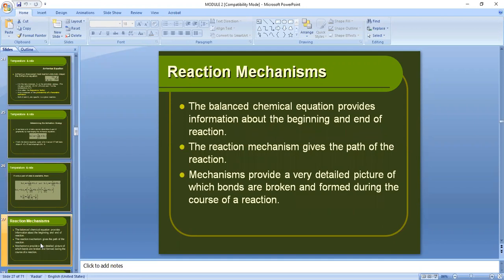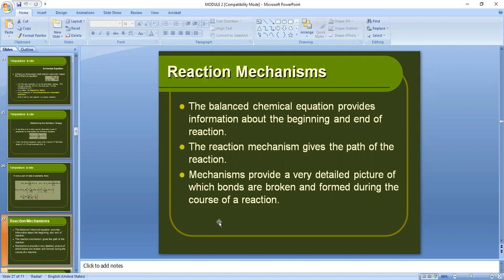Now for reaction mechanism, the balanced chemical equation provides information about the beginning and the end of the reaction. So oftentimes problems give you only one particular equation that tells you what are the reacting species and what are the final products. However, the majority of reactions are not produced in that single reaction only. There are several steps that your reacting species has to go through, that way it will produce the given product or set of products. So that's the reaction mechanism. It tells you of the path of the reaction.